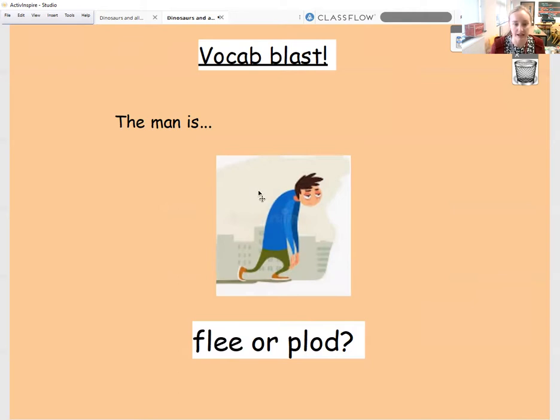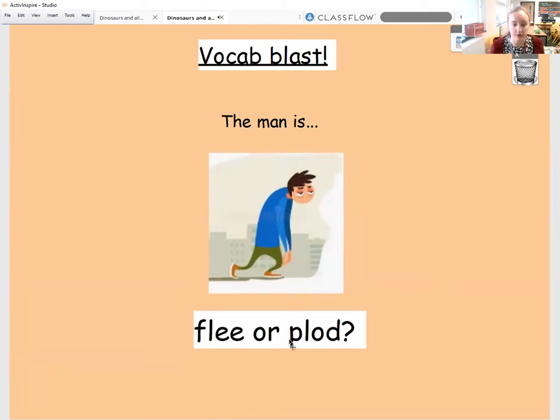So for example, here I've got a picture of a man, and I'm going to start by using this sentence starter that you can see on the screen that says the man is. And then I'm going to use one of my verbs. So I'm either going to use flee or I'm going to use plod, and to describe his movement. Okay, so would I say that the man is fleeing away from danger? Probably not, because it doesn't look like he's moving that quickly.